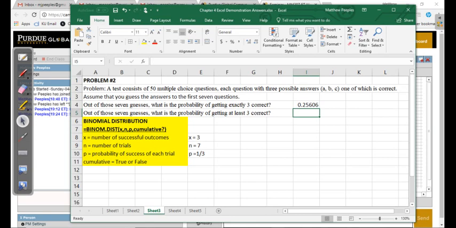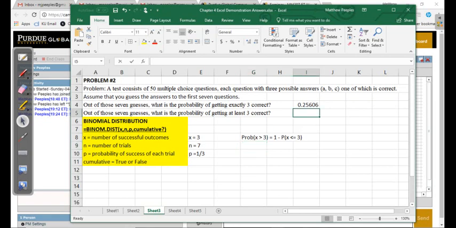Of those 7 guesses, what's the probability of getting at least 3 correct? Well, there's a couple of ways of putting this, but in this case, this is going to be a cumulative probability. And the way we're going to think about this is that because we're using Excel, we have to do it this way. The probability of getting at least 3 is going to be equal to 1 minus the probability of getting x less than or equal to 2. In other words, we're going to have to subtract this value from 1 in order to get the probability that it's greater.